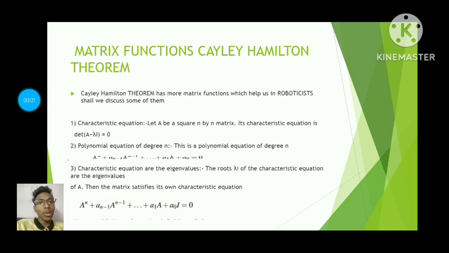Hamilton theorem. Now we see matrix function of the Cayley-Hamilton theorem.